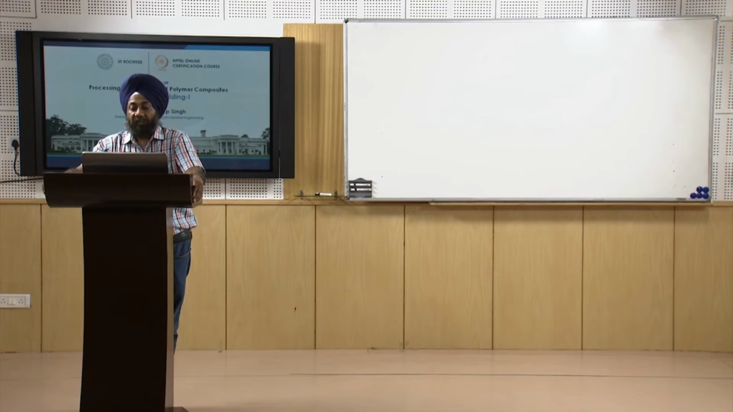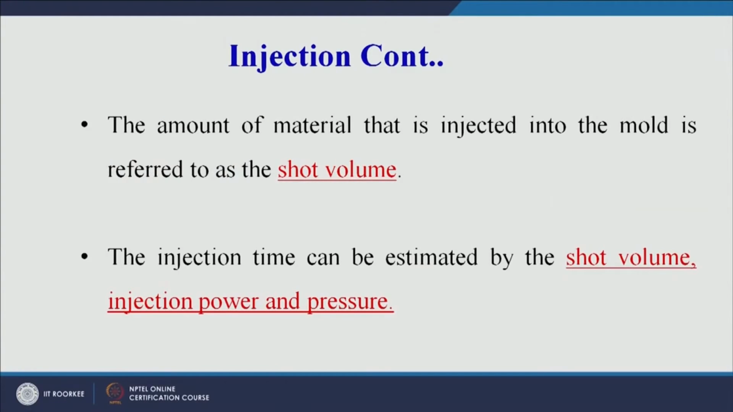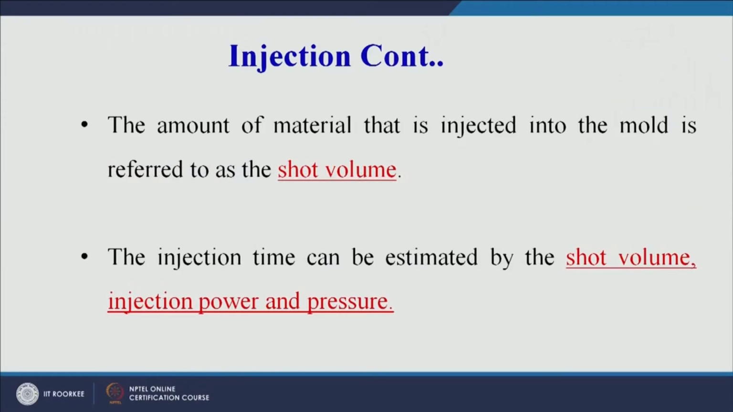The amount of material that is injected into the mold is referred to as shot volume. Now this is a new term that is coming in our discussion, that is shot volume. Shot volume is the metered amount of molten plastic that we want to inject inside the mold cavity. So the amount of material that is injected into the mold through the nozzle is called the shot volume. The injection time can be estimated by the shot volume, injection power, and pressure.